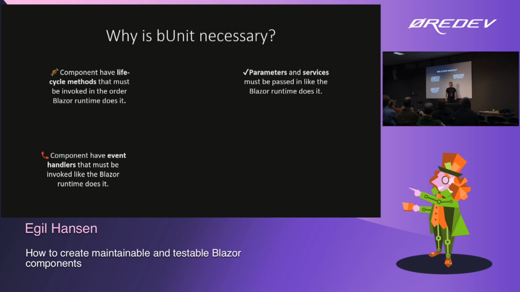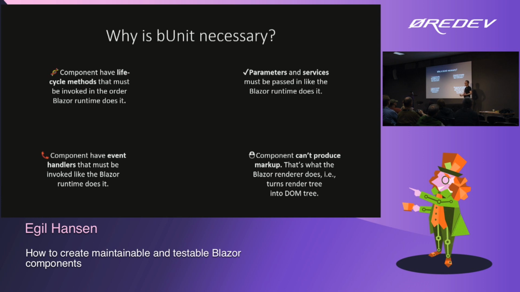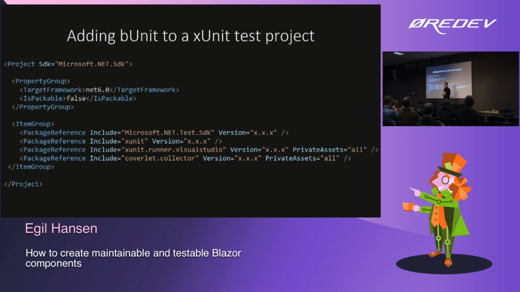We also want components that have event handlers to have them invoked in the same way as they do when you click a button in the browser window and things happen in the Blazor code. And I think most importantly, components actually don't know how to produce markup. They have this abstract representation of the markup that you want them to produce, and then we have a Blazor renderer that comes in and looks at that render tree and turns that into HTML elements in a DOM object model. And so bUnit is basically a Blazor runtime that builds on the native runtime in Blazor, but specifically designed for testing purposes. So how do we actually start using bUnit?